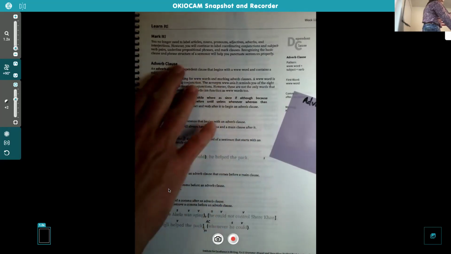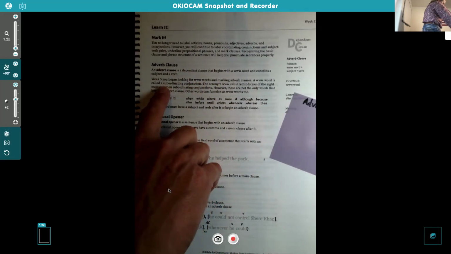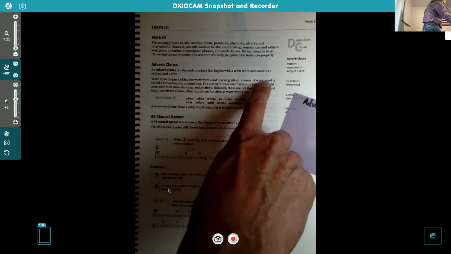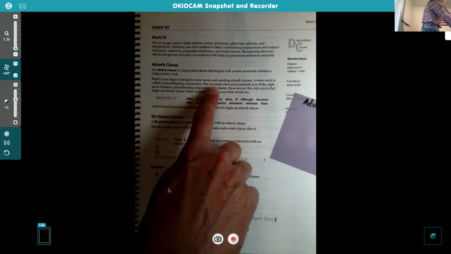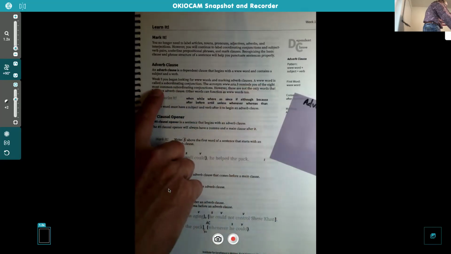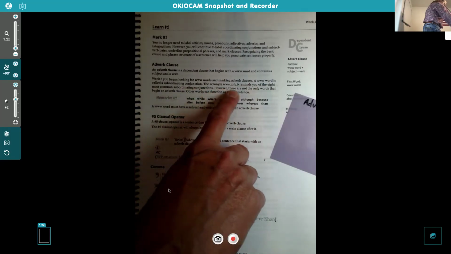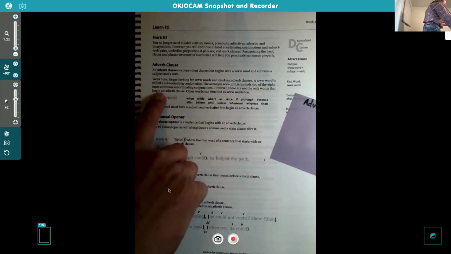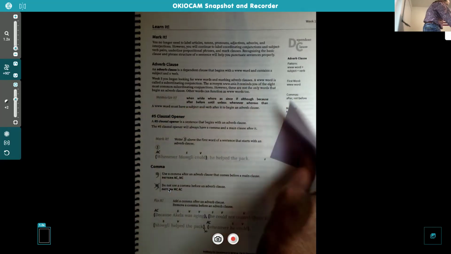And then we go into the adverb clause. This is called a subordinating conjunction. So a WWW word is called a subordinating conjunction. The acronym WWW.ASIA.B reminds you of the 8 most common subordinating conjunctions. However, these are not the only ones that begin an adverb clause. And here's the other list down below.